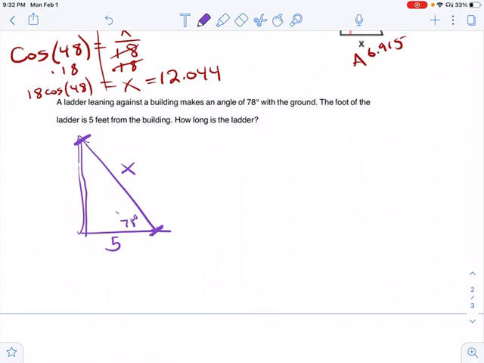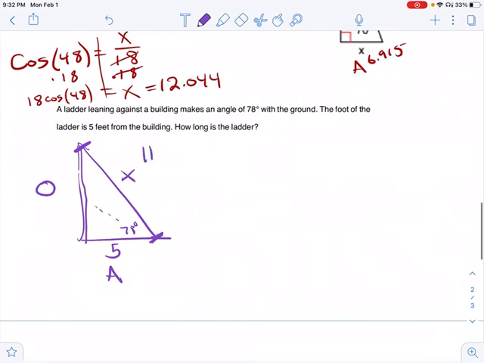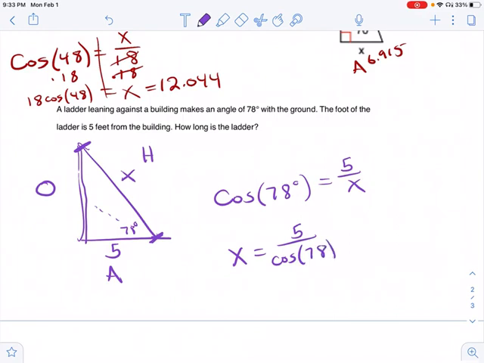If I'm labeling my sides, this is my opposite side, this is my adjacent side, this is hypotenuse. I'm looking to relate adjacent and hypotenuse, which is cosine. So I can say that the cosine of 78 degrees equals 5 over x. Lots of situations here where my variable's in the denominator, for good or for worse. So I'm going to be doing just a quick switch of the x and the cosine here, getting this, and then punching it into my calculator.